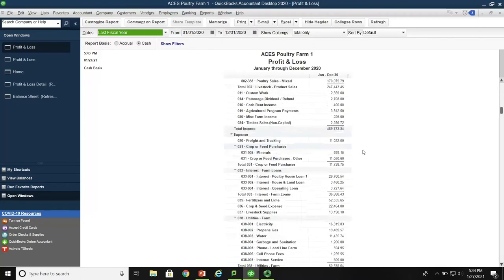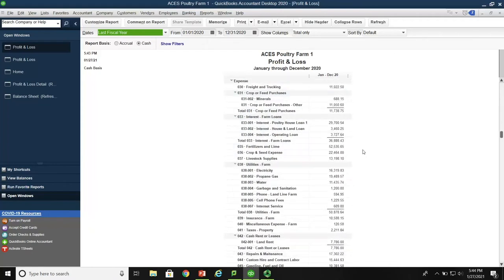By the same token, if we come down here a little bit farther, see here under the interest for farm loans, you're going to be receiving a 1099 INT from the bank. And you may have one loan with a bank, you may have five loans with the bank, but your tax preparer is going to need some type of document to be confident that the interest amount you're reporting on your tax return is correct.